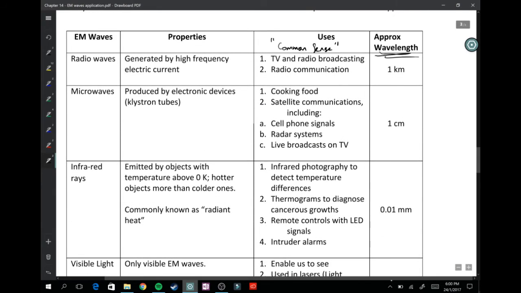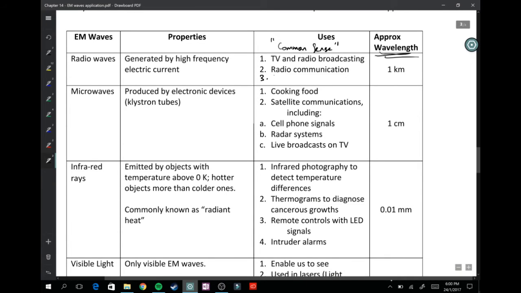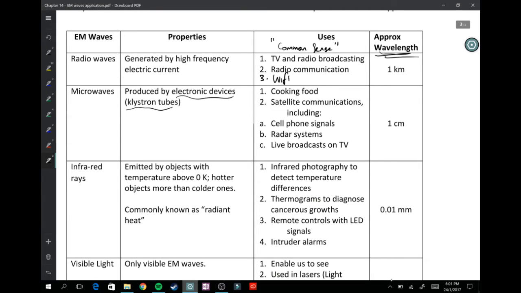Now for radio wave generated by high frequency electric current, I showed you the video before. I placed the video in the link again, so you can watch it if you want. Now the uses: TV and radio broadcasting, radio communication, and of course, there's Wi-Fi too. Now microwave is produced by electronic devices. This is a klystron tube. So what is a klystron tube? It's also in the link below.